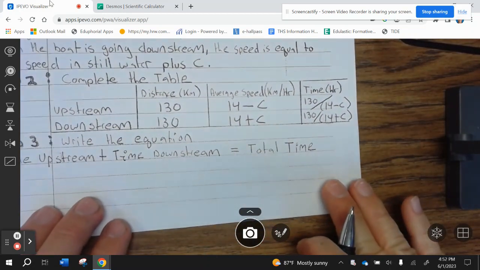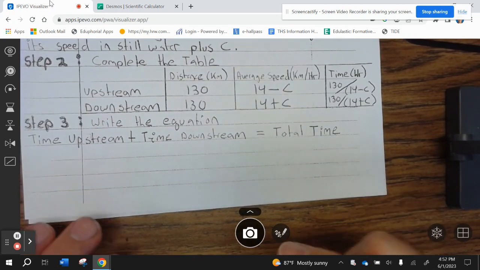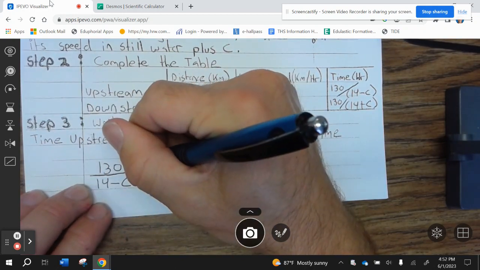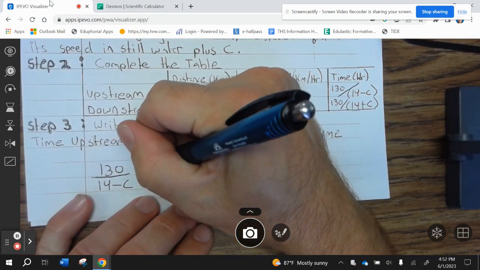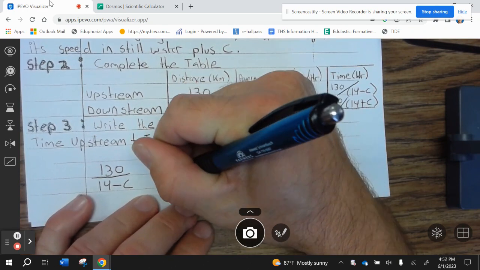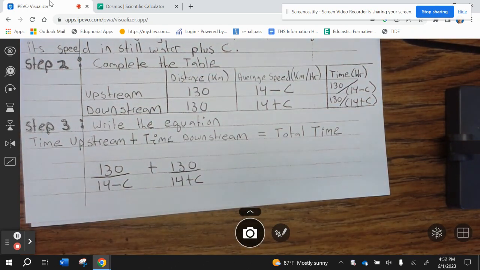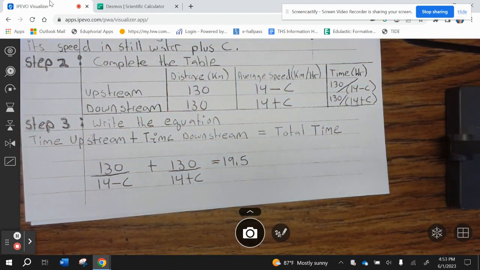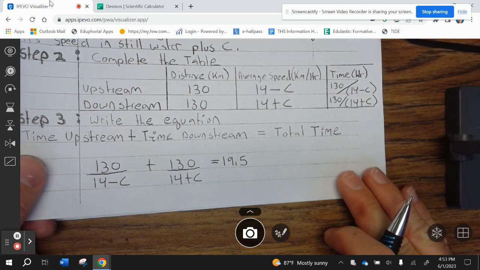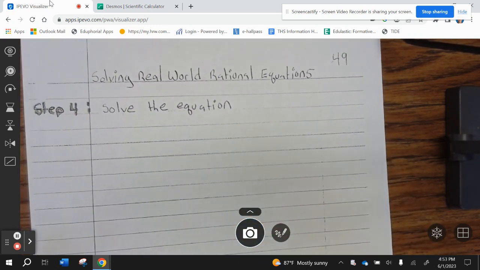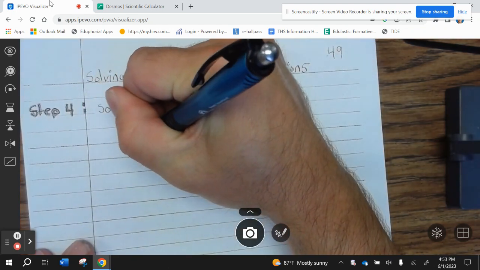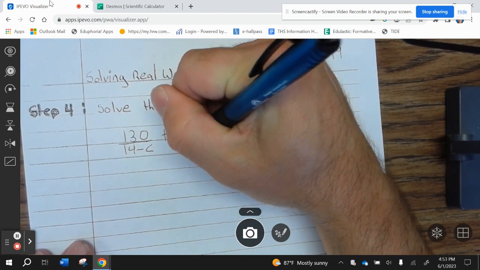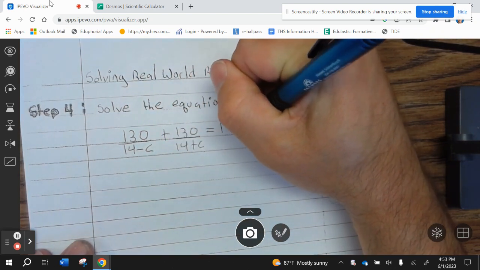All right, so our equation is 130 divided by 14 minus C plus 130 divided by 14 plus C equals 19.5. All right, let's take a look at the next step. Solve the equation. So we have 130 divided by 14 minus C plus 130 divided by 14 plus C equals 19.5.